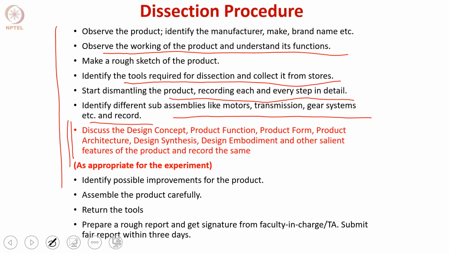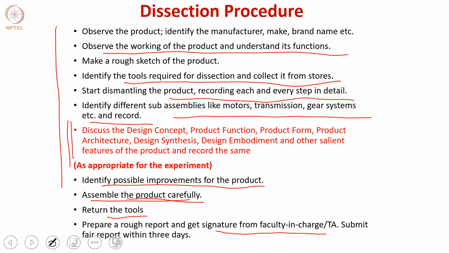And then look at the product and see whether anything can be improved from your own understanding. Check whether anything can be improved, and then finally assemble the product carefully. Make sure that it is properly assembled. Take the help of the TA or the technician to ensure that it is assembled properly, and return the tools. Prepare the rough report and get a signature from the faculty in charge or the TA.